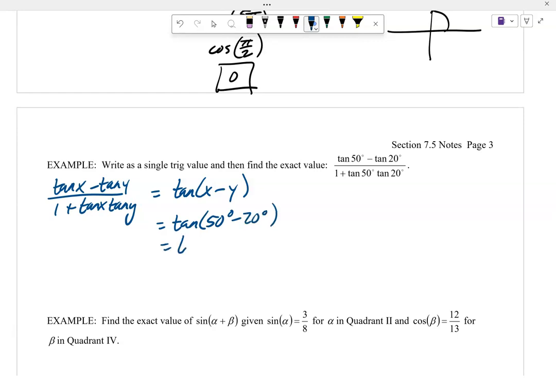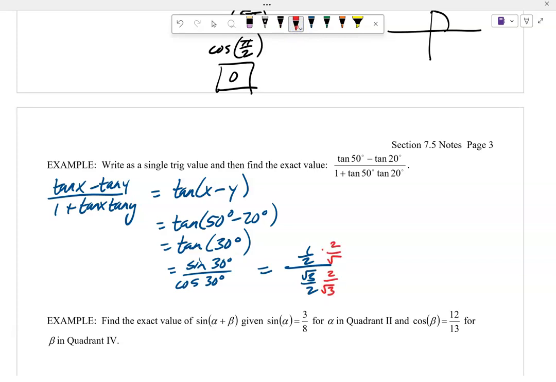Well, the x here is the 50, the y is the 20. So we're finding the tangent of 30 degrees, which we know is the sine of 30 over the cosine of 30. And we know the sine of 30 is a half, and the cosine is root 3 over 2. So when we multiply by the reciprocal, 2 over root 3 here, the 2's cancel. I got 1 over root 3, but then we do have to rationalize that. So it just ends up being root 3 over 3.